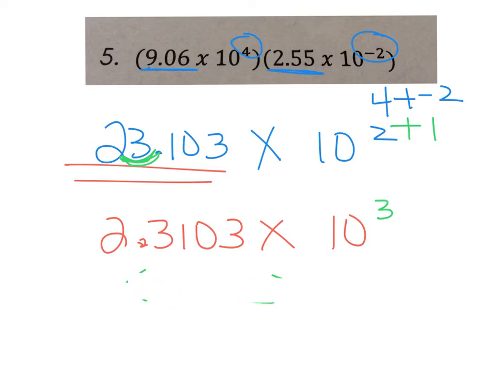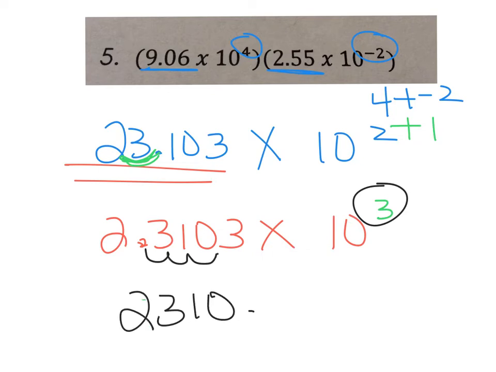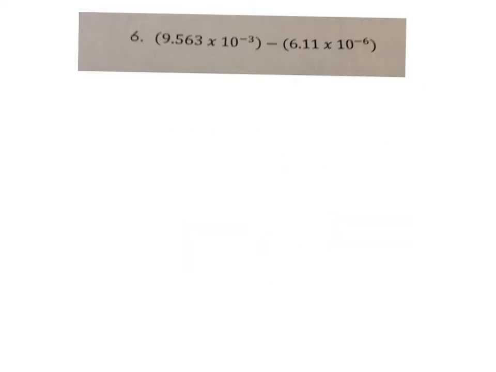So now I am ready to do the standard notation. Since my exponent is +3, I'm going to move my decimal 3 places to the right, and I get 2,310.3. Make sure I can see your decimal. Okay, again, pause the problem, figure out what you did wrong, and move on to the next problem that you missed. All right, problem number 6.